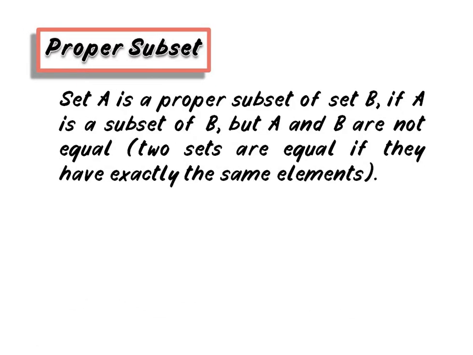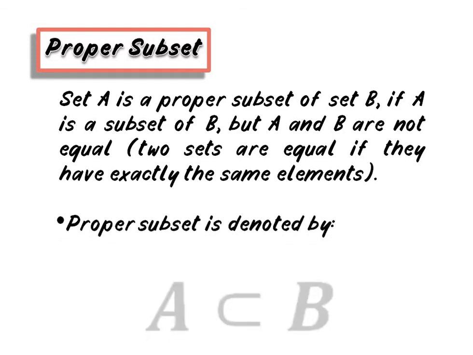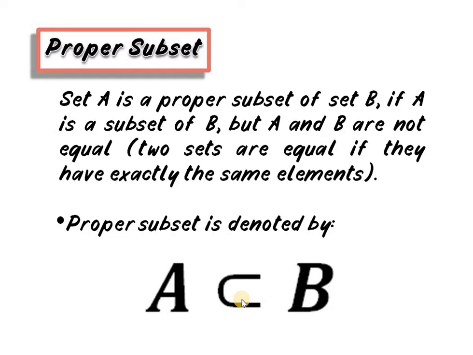Set A is a proper subset of set B if A is a subset of B, but A and B are not equal. 2 sets are equal if they have exactly the same elements. This simply means that all the elements of set A are contained in set B, but the elements of set B are not contained in A. Their elements are not exactly the same. Proper subset is denoted by A, proper subset B, or simply A is a subset of B. So let's have some example.